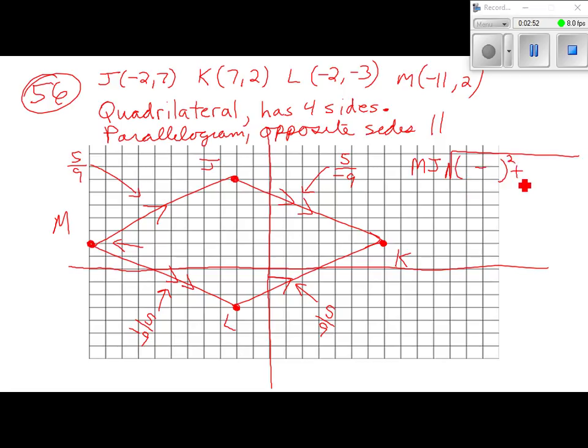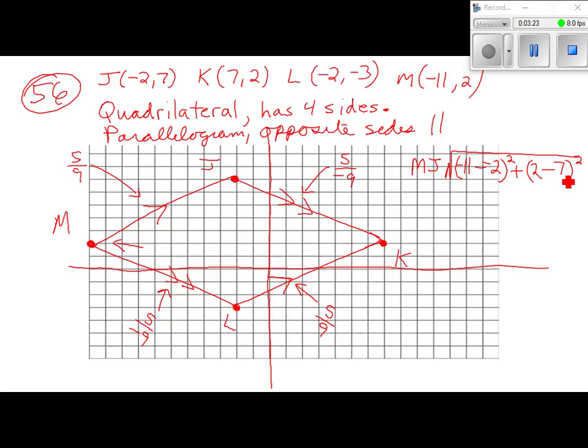Distance formula looks like this every single time. If you want to plug it into your calculator, go right ahead. What are the x coordinates for the points M and J? Everybody make sure you're seeing that. Those are the x coordinates. I still got a lot of people putting an x and a y here and an x and a y here. So you're looking at the x coordinates. What are the y coordinates for M and J? 2 and 7.